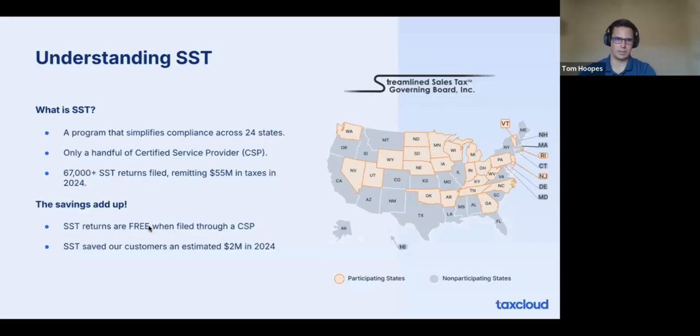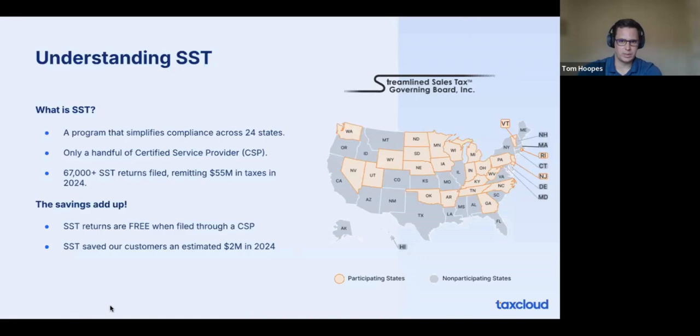So by using a company like TaxCloud or other certified service providers, it kind of gives us a backdoor into some of these states to help get information from them and then help resolve issues. It also puts a lot of the responsibility for the filing onto TaxCloud. So it saves our companies a lot of money and a lot of hassle to manage these.